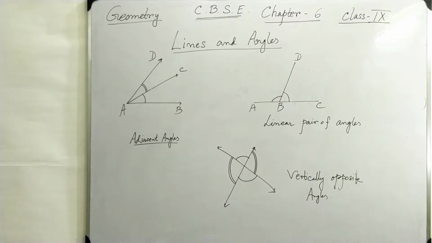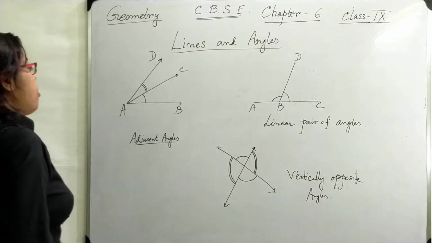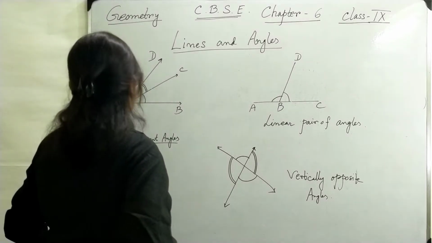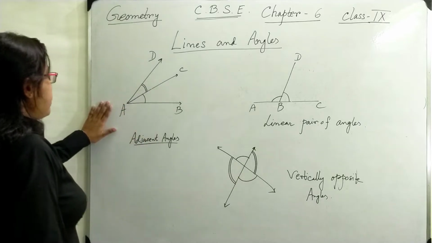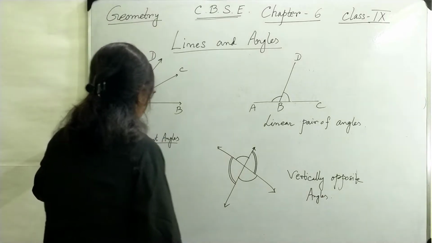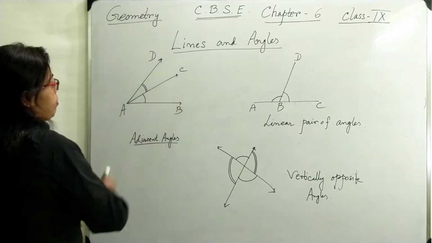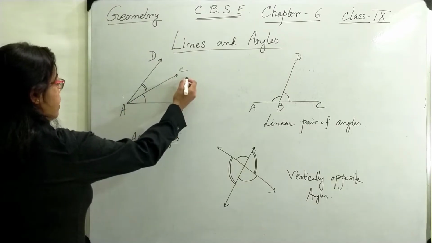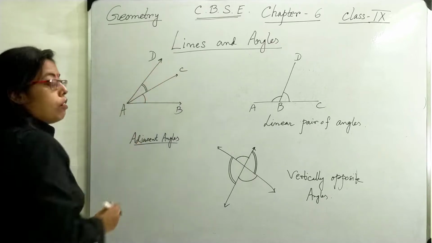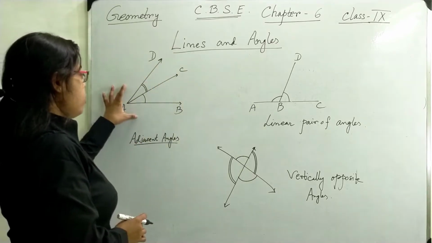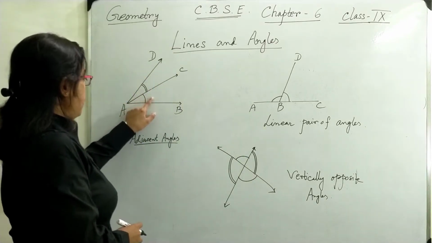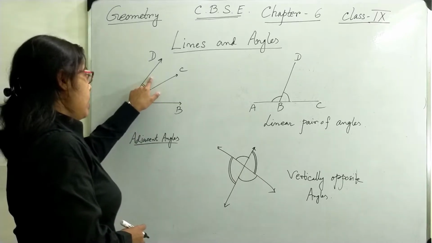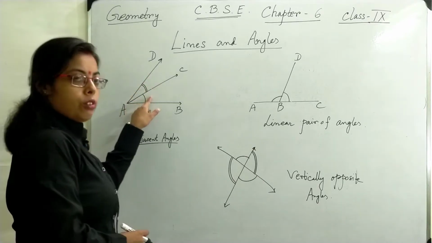Please look at the board. There are so many things about angles. These are also very basic steps. First one is adjacent angle. What is adjacent angle? Look in the picture. The angle BAC and CAD, both are adjacent angles to each other. This is the adjacent angle to this one, and this is the adjacent angle to this one.